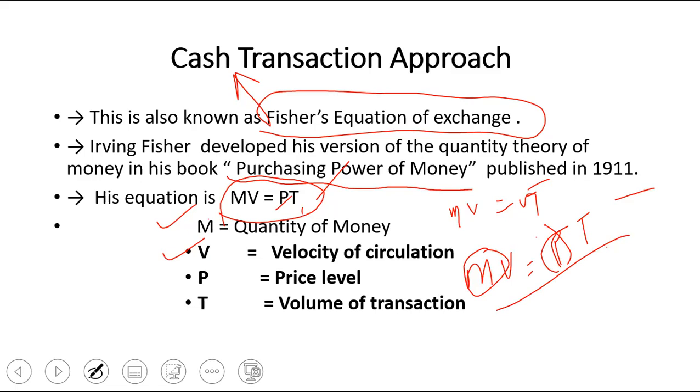What does this theory say? By the way, what is M, quantity of money? Velocity of circulation याद होना चाहिए. What is velocity of circulation? इसको याद नहीं है, take down. The average number of times the currency moves from one hand to other.